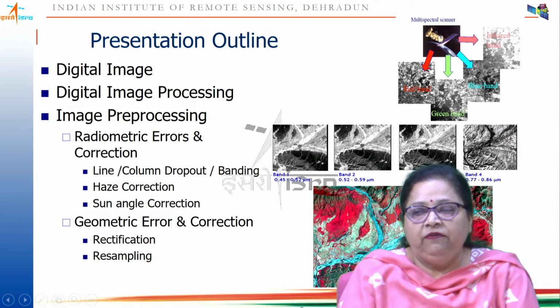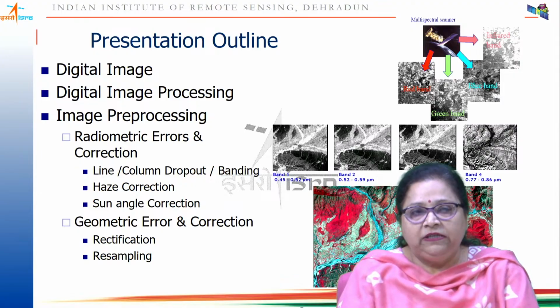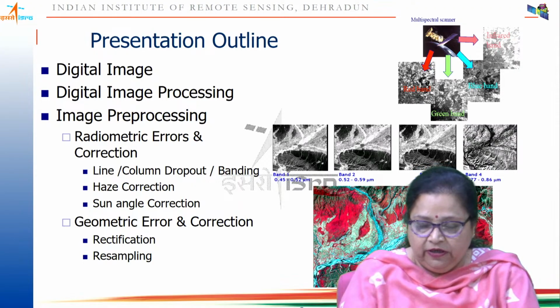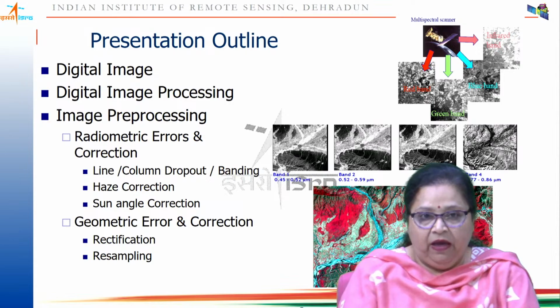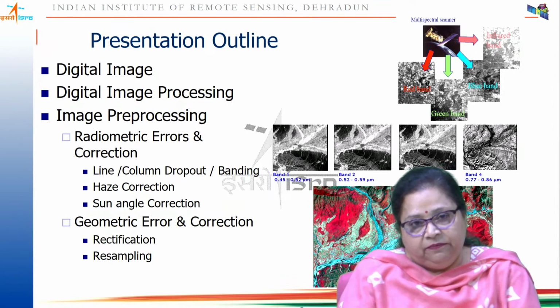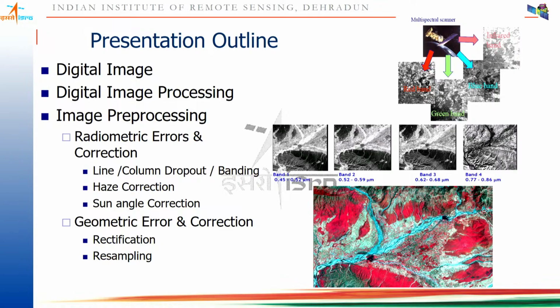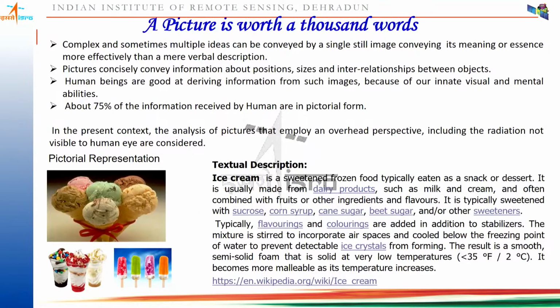In this session, we will briefly see what is a digital image. Then, we will proceed to digital image processing. After giving a brief of digital image processing, we will go to the first major function of image processing, that is image pre-processing, which basically includes radiometric and geometric corrections. I will start by first covering what is an image and a digital image.